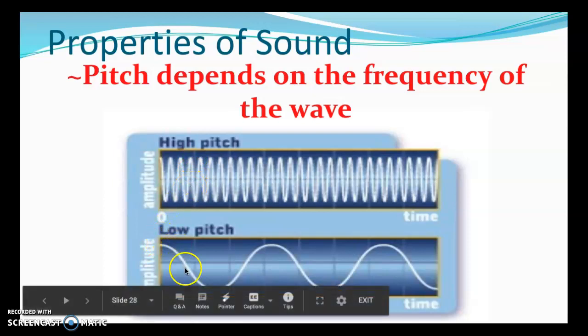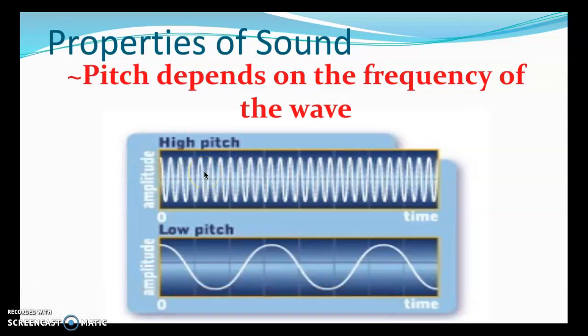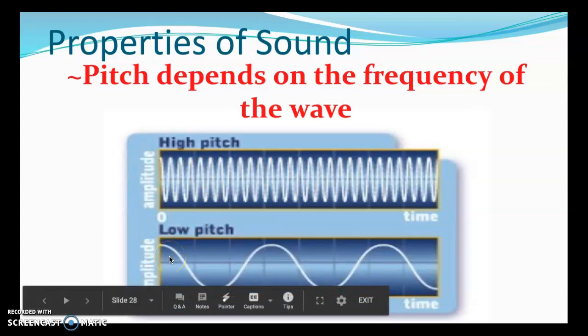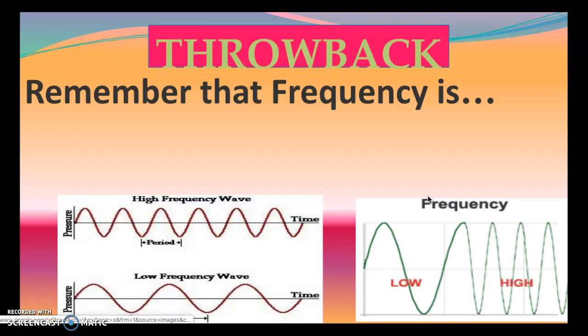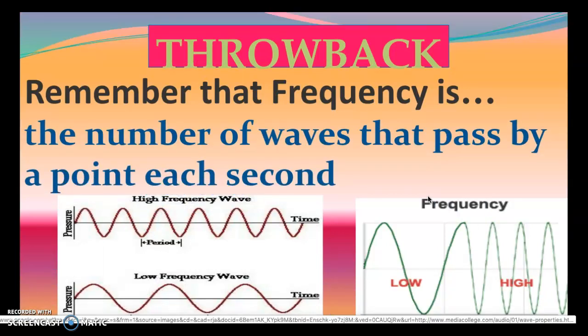This would have, maybe it looks like a third of a wave per second. So if it's 3.5 cycles per second, the frequency would be 3.5 hertz. And in the bottom here, it would be about 1/3 of a hertz. So just to remind you, frequency is the number of waves that pass by a point each second. I just said it, but if you need to see it, there it is.